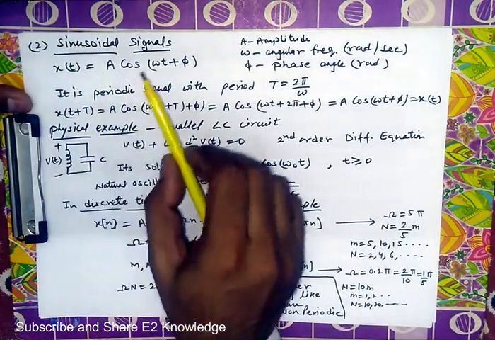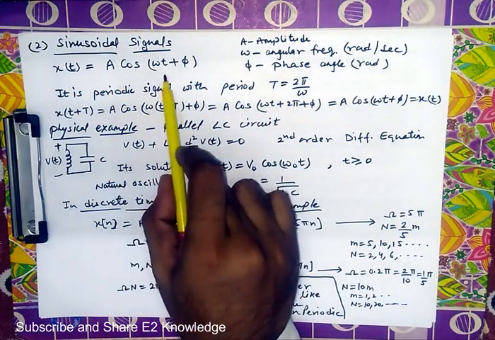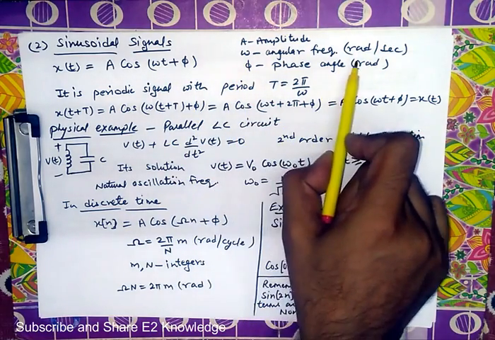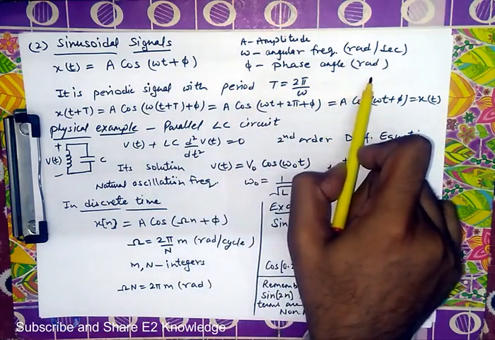Second is the sinusoidal signal. These are again very common signals. x(t) is equal to A cos(omega t plus phi), where A is amplitude, omega is angular frequency with unit radian per second, and phi is the phase angle, unit is radian.